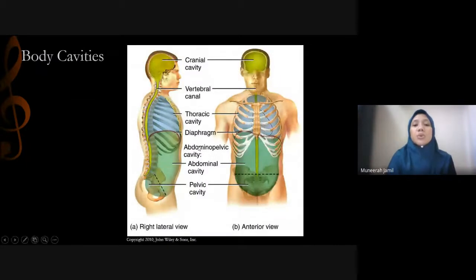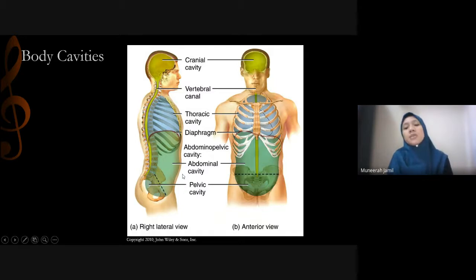Alright. So this is the cavity that I mentioned earlier. This is the cranial cavity. Remember, the cranial cavity contains the brain, and then we have the vertebral canal that contains the spinal cord. We have the thoracic cavity, where we have our lungs and heart. Then we have the abdominal pelvic cavity. It can be divided into the abdominal cavity, the larger one, and the smaller one, which is the pelvic cavity.